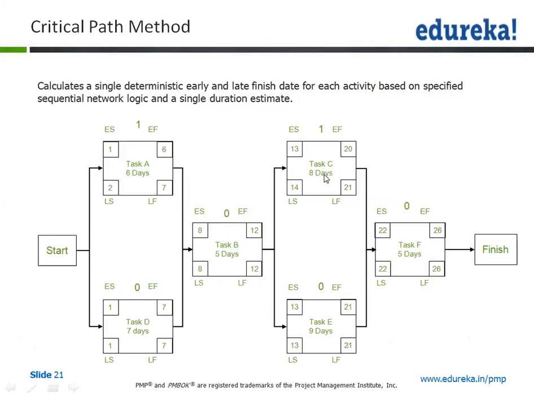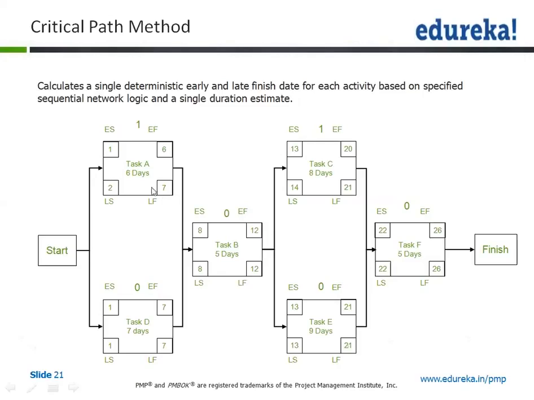Task B is going to take 8 days. Task E is going to take 9 days. Task F is going to take 5 days. So that's how there are 6 tasks defined here. Let us look at this from the perspective of this block itself.